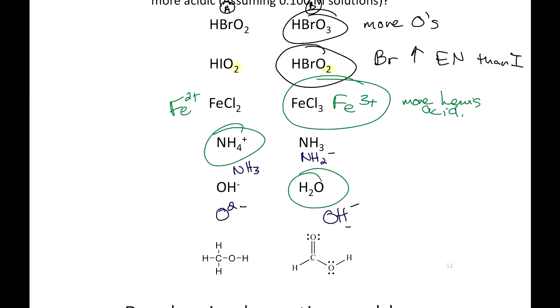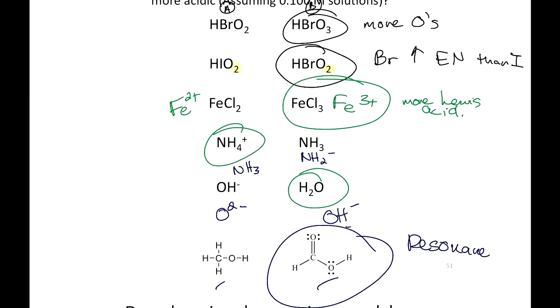All right, and the last one, A or B, which one is more acidic? What do we think? B, why? Because it can participate in resonance, right? You take off this proton versus this proton. You're able to stabilize that negative charge by smearing it around within resonance.